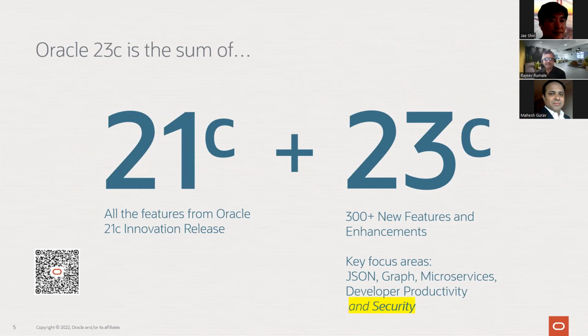In 21C itself, we added some new features, and those features plus some additional 300 enhancements are bundled in 23C. So 23C has a lot of new things to offer you. 23C is more defined as an app service database. It is more suitable for, or optimized for, application development environments.